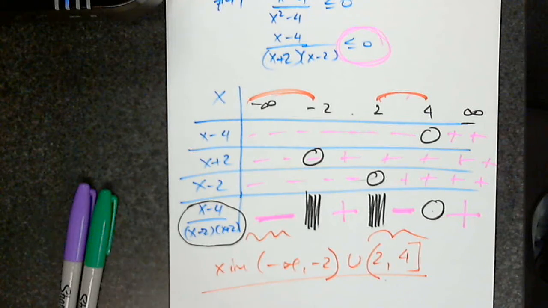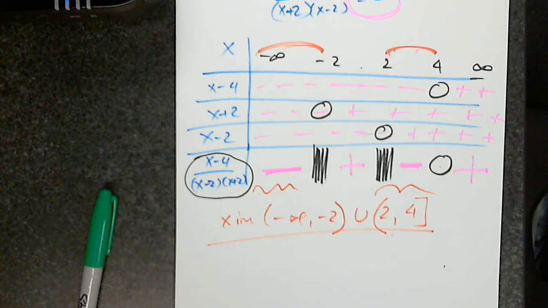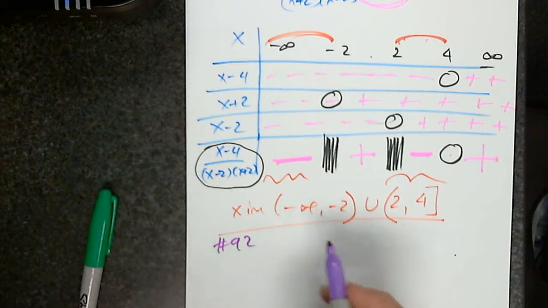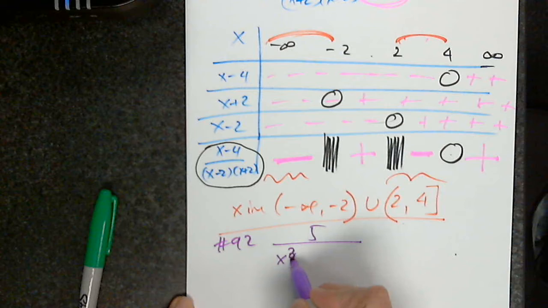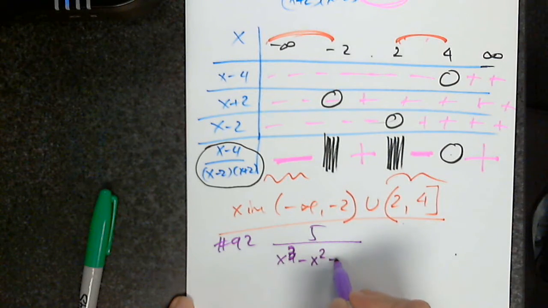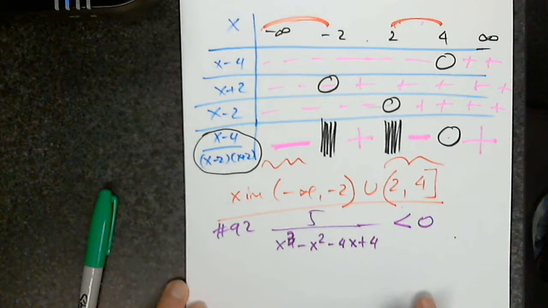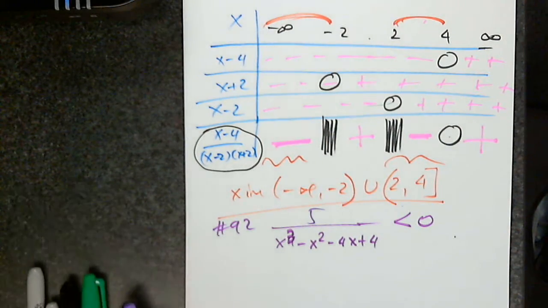92. Any questions on 91? Okay, 92. In 92, we have 5 over x to the 3rd minus x squared minus 4x plus 4 less than 0. Okay. How do I solve such an inequality?